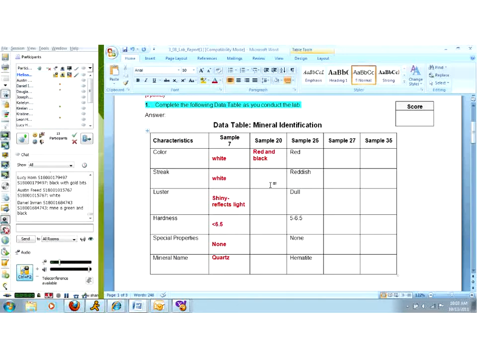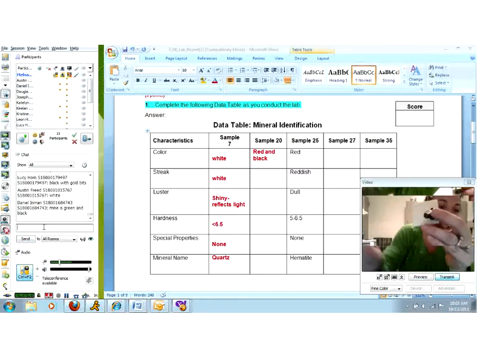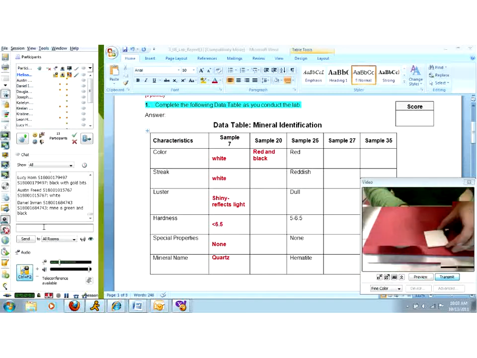You're going to get your streak plate. You're going to get your sample. You're going to do your streak plate. Go ahead and do that. If yours is green and black, Danny, that's fine. Put it down. That's perfect.